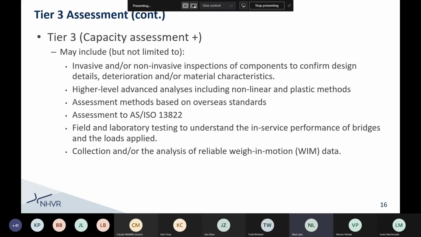So tier 3 assessment, there's a whole bunch of different things that we could do. Here are a couple of examples. Could be invasive, non-invasive inspections of components. We could be looking at methods that are used in overseas standards. We could assess to AS ISO 13822, which is a code that really looks more at the probabilities of things occurring, but it also allows you to think about assessment more in terms of a business case, and really brings in this idea of managing risks along the way as well.